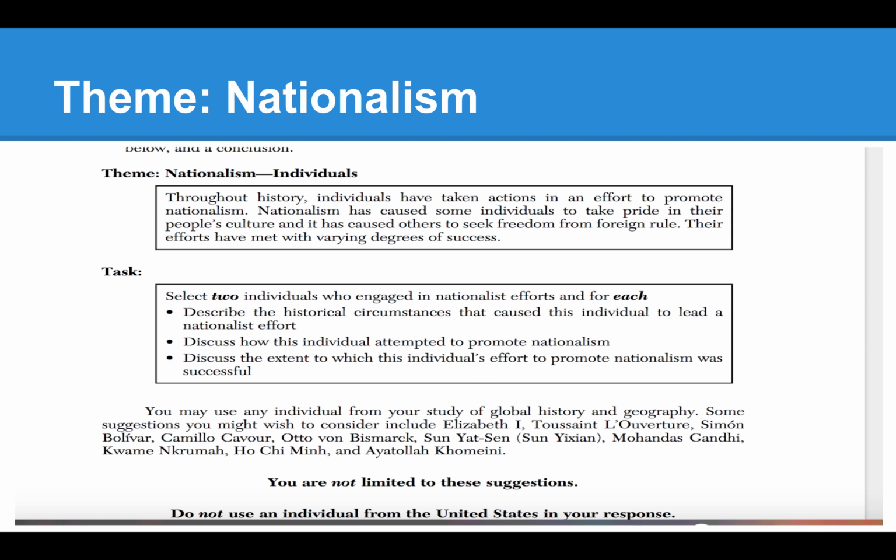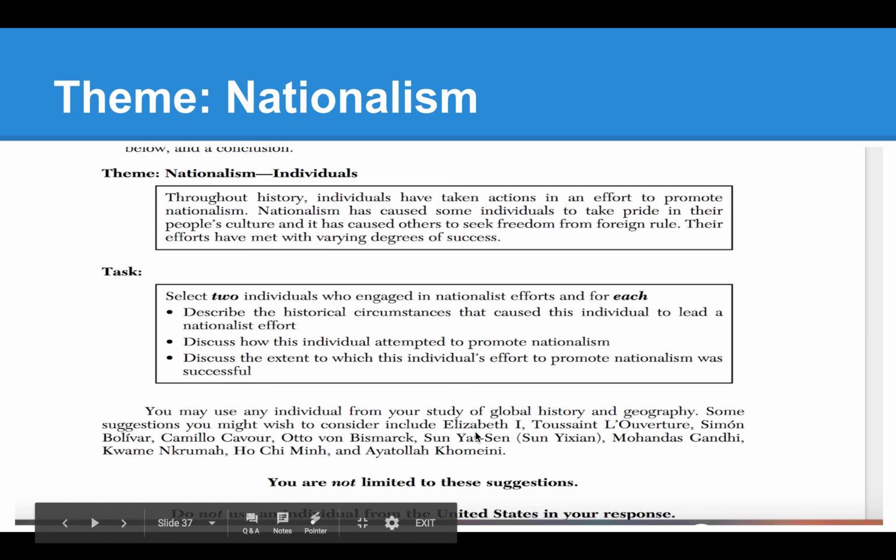Let's look at this theme of nationalism. It says to select two individuals who engage in a nationalist effort, and for each, describe the historical circumstances that cause this individual to lead the effort, so causes, discuss how this individual attempted to promote nationalism, and discuss the extent to which this person was successful.